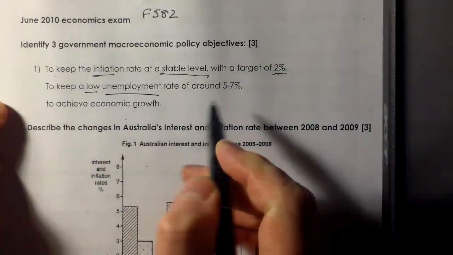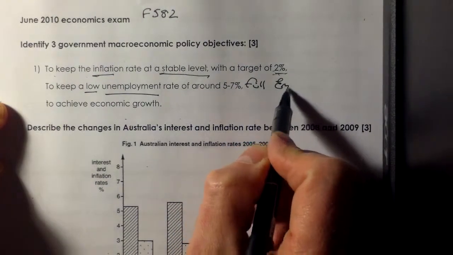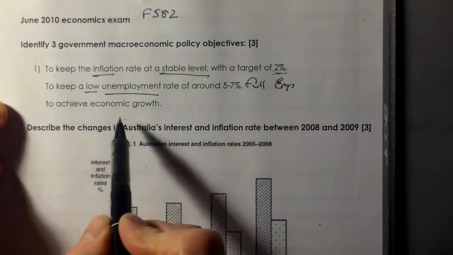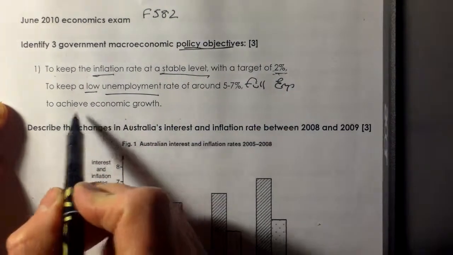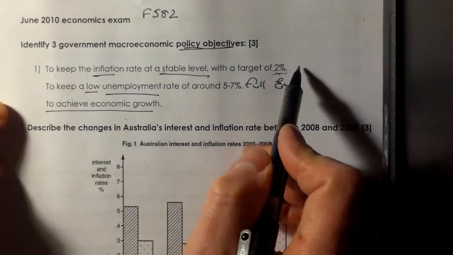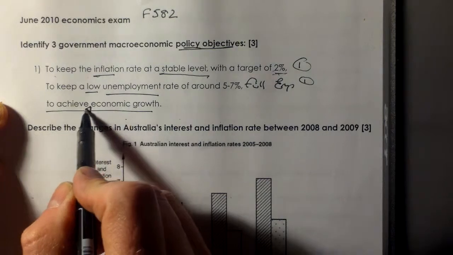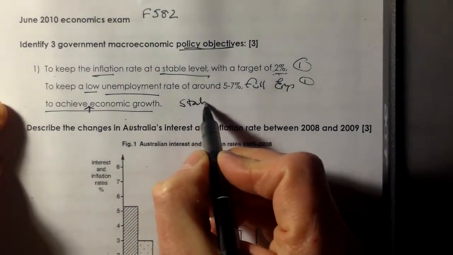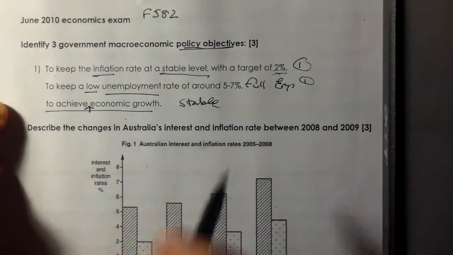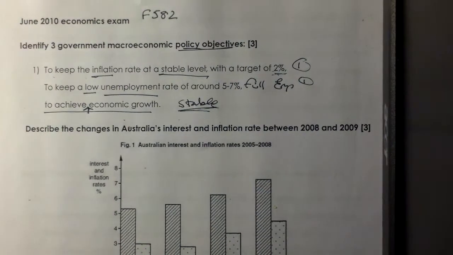Low unemployment at around 5 to 7%. Another way of saying that would be full employment. To achieve economic growth, we want what the policy objective for economic growth is. So up until this point, yes, 1 and 1, but we want a description of what economic growth should be. So either stable economic growth would be a better way of getting the mark there.